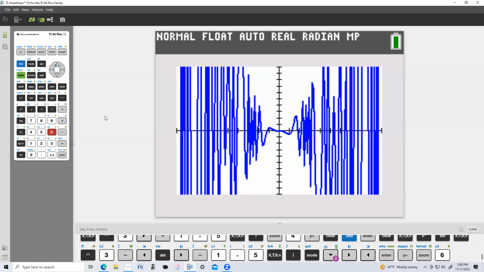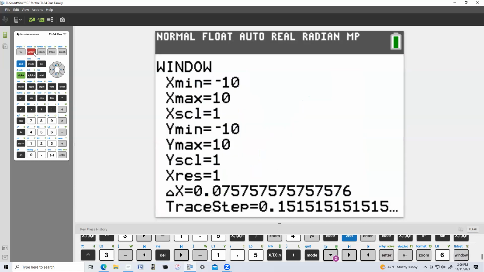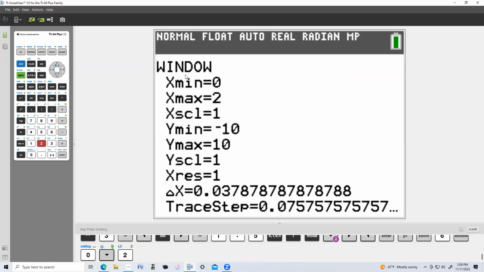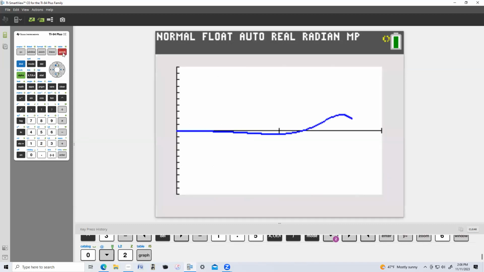So in that regard, I'm going to go to window and change the X min to 0 and the X max to 2. That's our time domain. We only need to look at the bug from time 0 to time 2. That's it, period. So now if we go back to graph, we just see this. This is the pertinent part of the graph we need to look at.